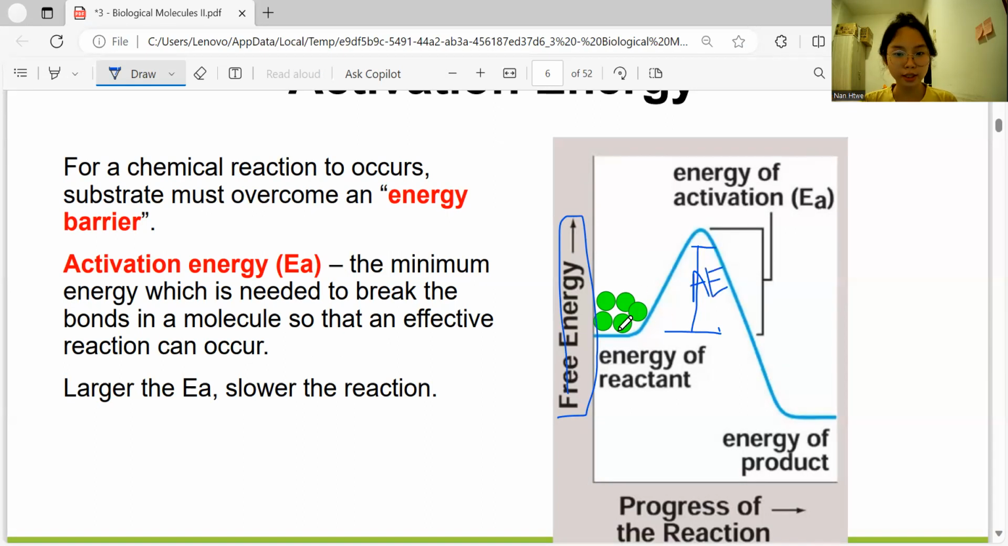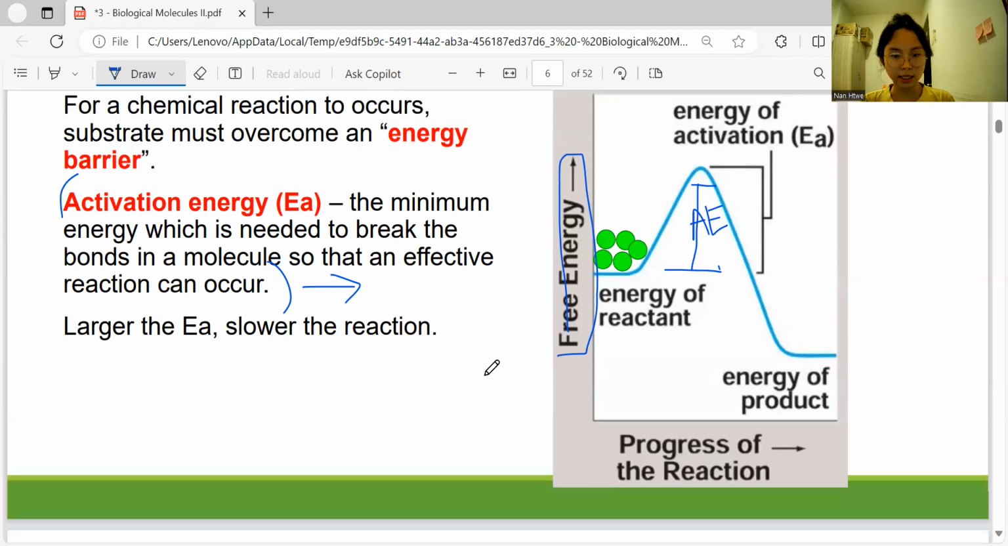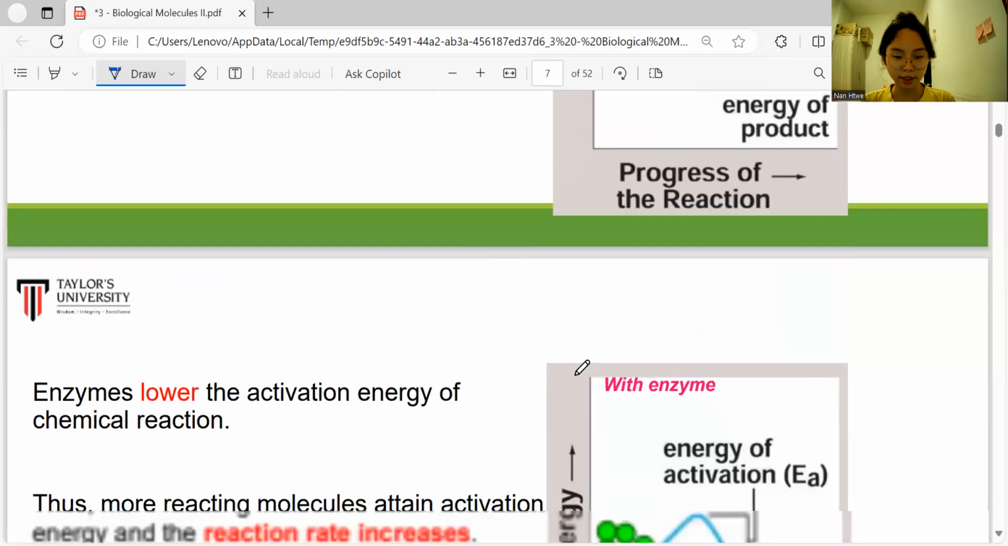For the reactants to become products, they must have enough energy to overcome this activation energy. This is the definition that you need to know. You can write it in your own way as long as it says it is the minimum energy. You can also say energy barrier. You can say it in your own words, but it must be correct.